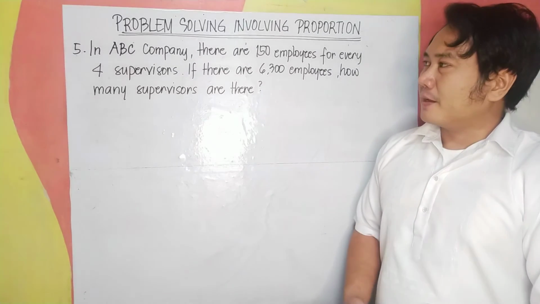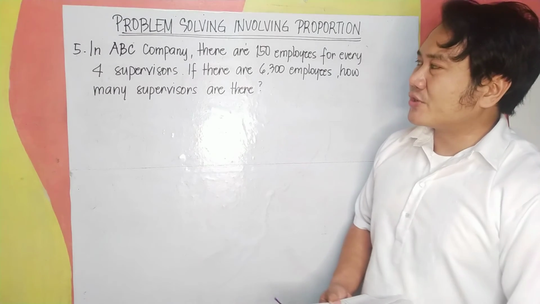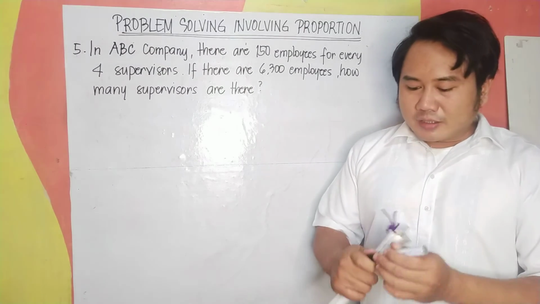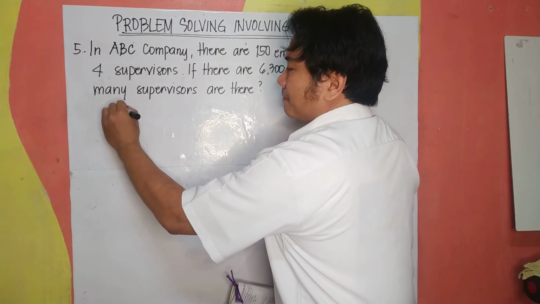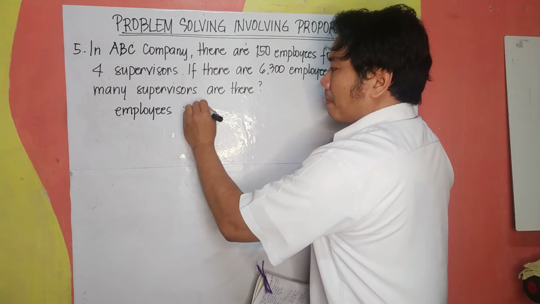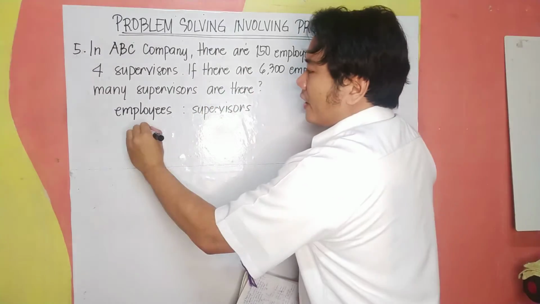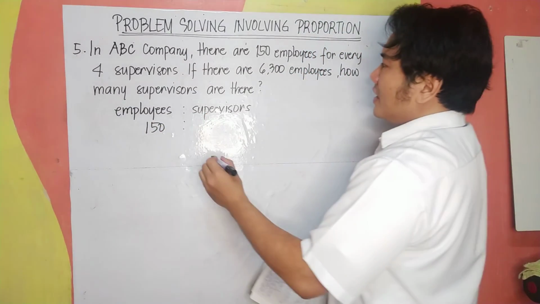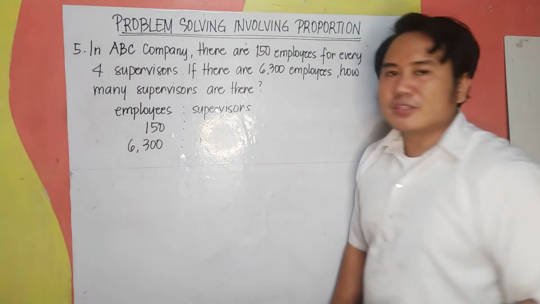Number 5. In ABC Company, there are 150 employees for every 4 supervisors. If there are 6,300 employees, how many supervisors are there? The two quantities that are compared here are the number of employees and the supervisors. If we have 150 employees, there are 4 supervisors. What happens if there are 6,300 employees? How many supervisors are there?